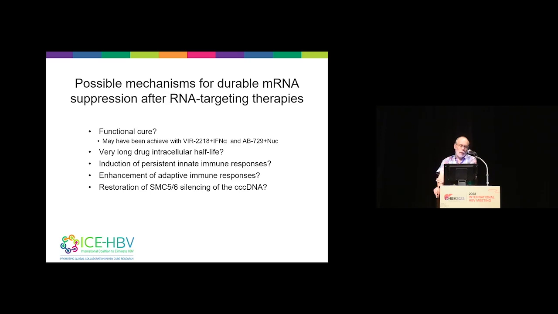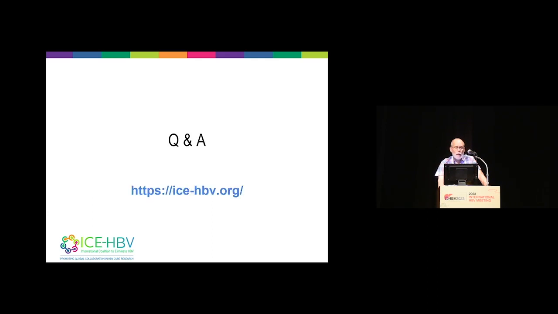So then you have to start thinking about cellular mechanisms. Are you inducing a persistent innate immune response? I don't know. Are you enhancing an adaptive immune response? That's possible. This should be testable quite easily. Are you restoring SMC5/6 silencing of the cccDNA? That's a little harder to test in a human being, of course, but it's certainly possible. So this is our conundrum, and this is what we're going to be exploring today. I'm really looking forward to hearing discussions from people who actually know something about this topic and informing me as to what these mechanisms may or may not be. All right, thank you very much, and don't forget to go to the ICE-HBV website.